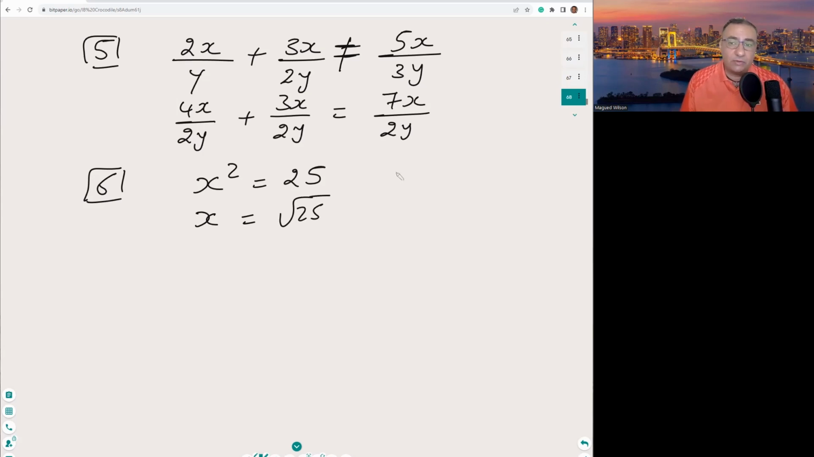Then you are missing, this is half of the truth. Now you have to tell me x equals plus or minus root 25, in all cases. And then you may reject the negative answer or the positive answer. It depends on the situation.